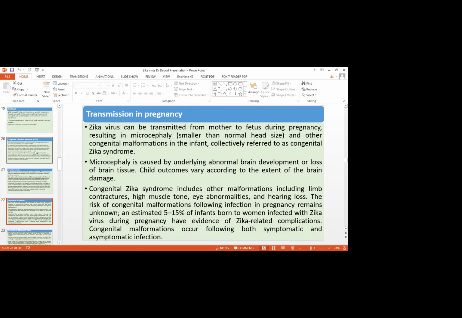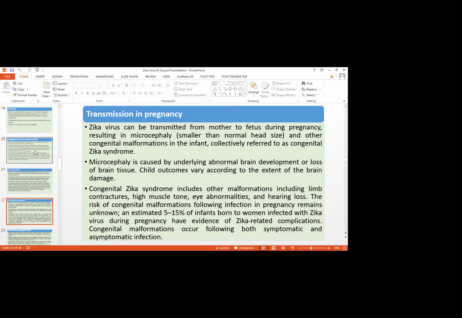Transmission in pregnancy. It can be transmitted from mother to fetus during pregnancy, resulting in microcephaly and other congenital abnormalities in infants, collectively referred to as congenital Zika syndrome. Microcephaly is caused by underlying abnormal brain development and loss of brain tissue, and child outcomes vary according to the extent of brain damage. Congenital Zika syndrome includes other malformations, including limb contractures, high muscle tone, eye abnormalities, and hearing loss.